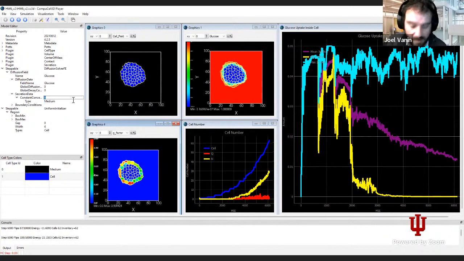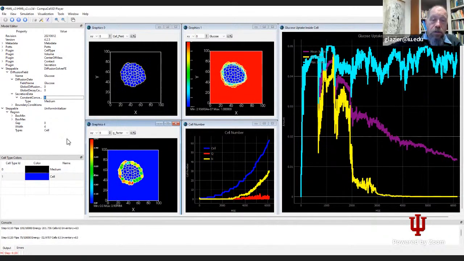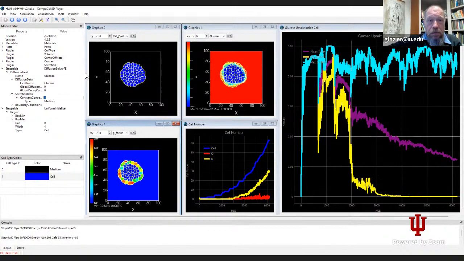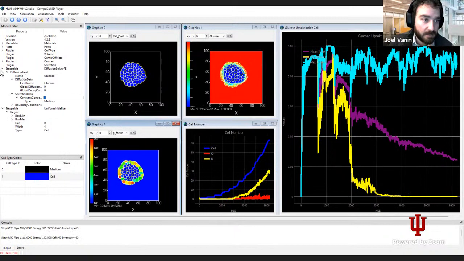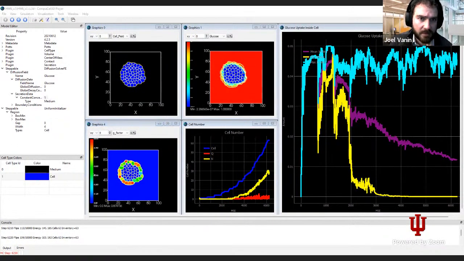Change it for a higher number. So I see. I have a question. Yes. What's the diffusion constant in the cells? Oh, that's a good question. Let me see the code here. Just give me a second.